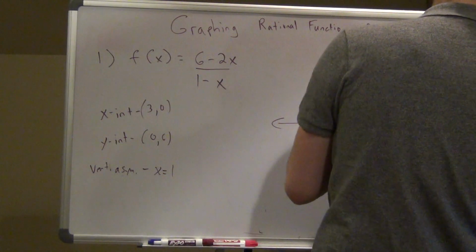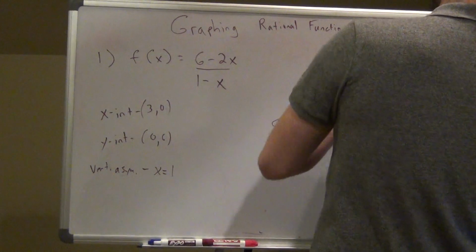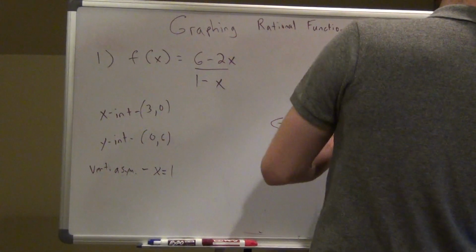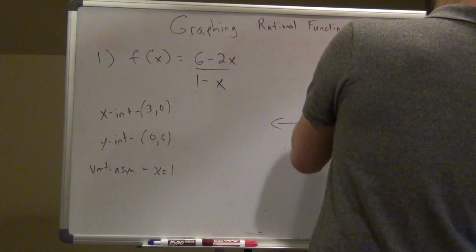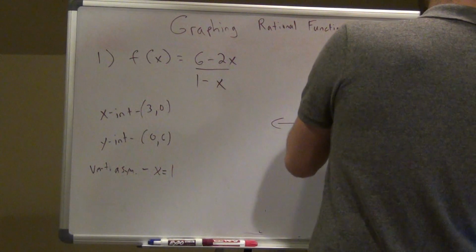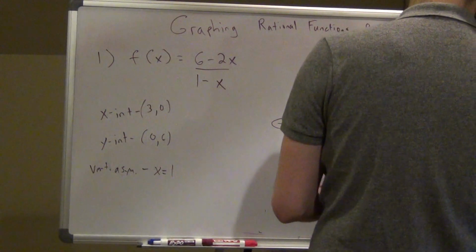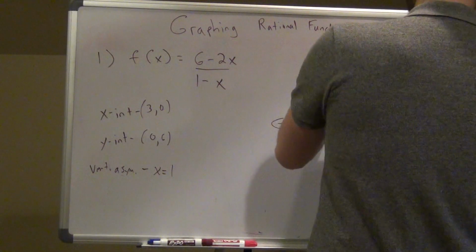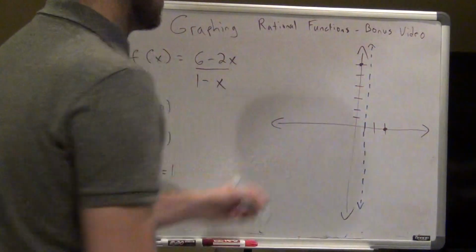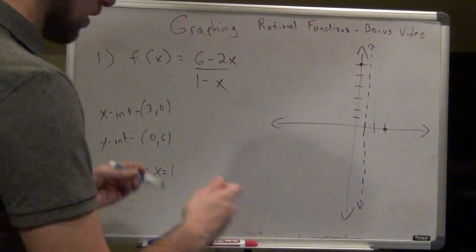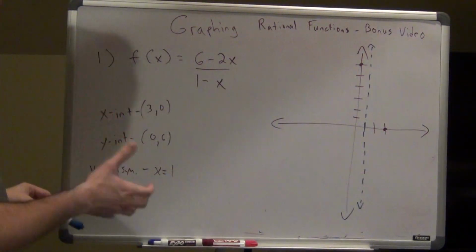Alright, so I'm just going to draw it. That's 2, sorry about that. x equals 1. So vertical asymptote. Alright, so I got my vertical asymptote. I got my two intercepts right there and there. Alright, so now I have to find my horizontal asymptote.